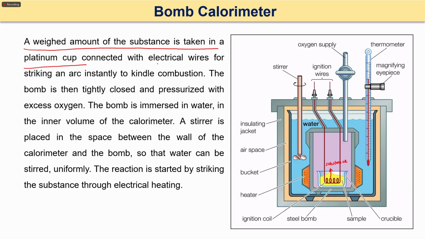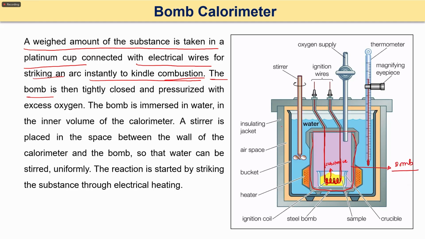Now, this is connected with electrical wires for striking an arc instantly to kindle the combustion. This is your wire. What will it do? It will spark the heat, which will lead to the ignition. Your substance will start burning. So the combustion will start, and what happens? The bomb, this whole cell, is called the bomb.